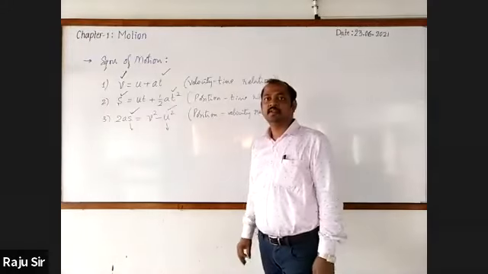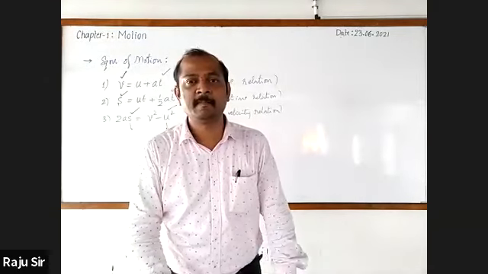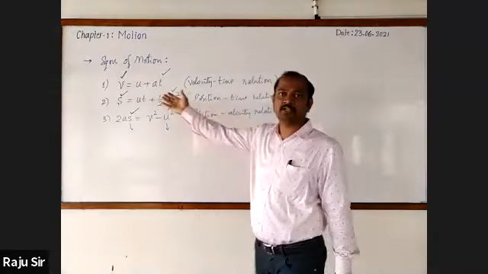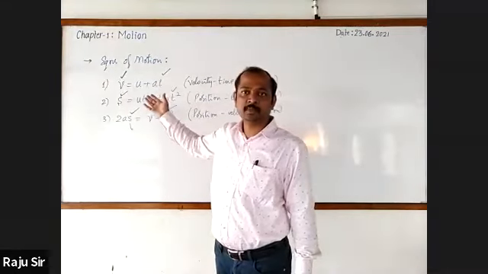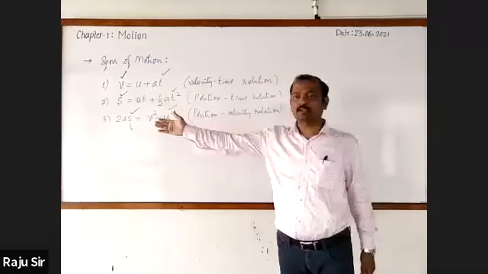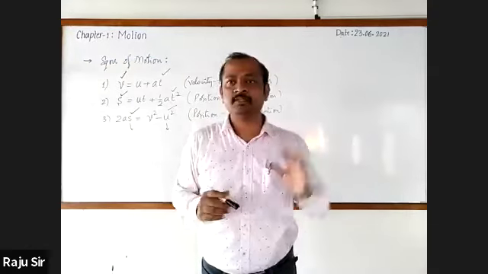Very good. If I ask you, which is velocity time relation, what do you say? v is equal to u plus at. Similarly, position time relation, s equal to ut plus half at square. Position velocity relation is 2as equal to v square minus u square.